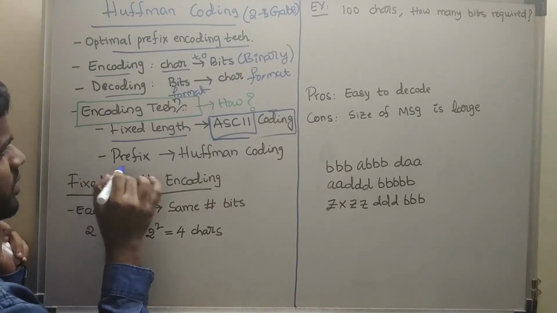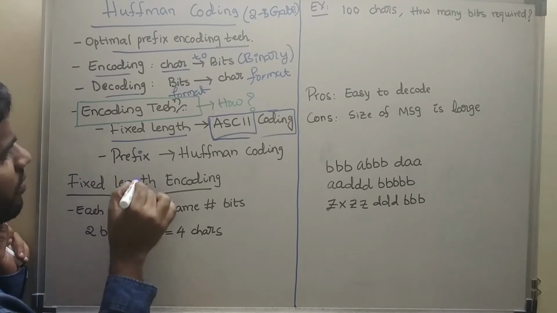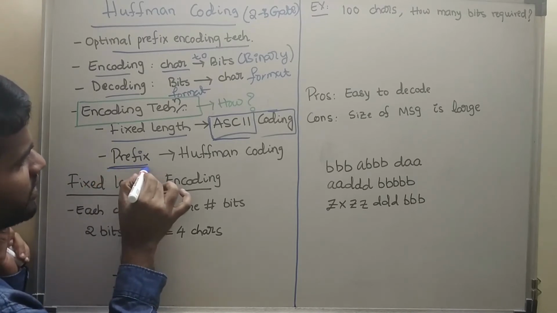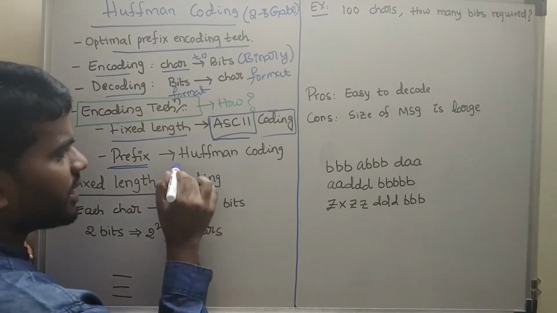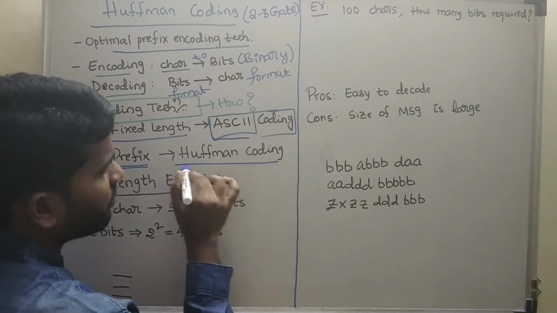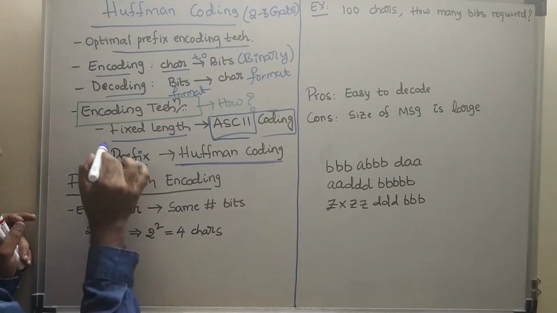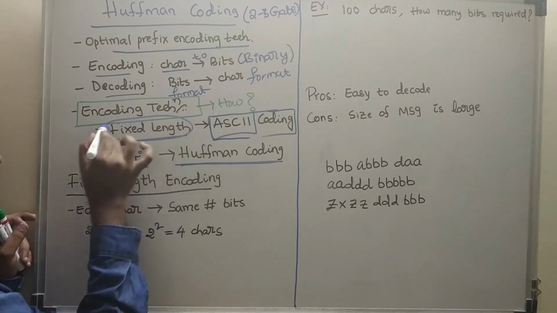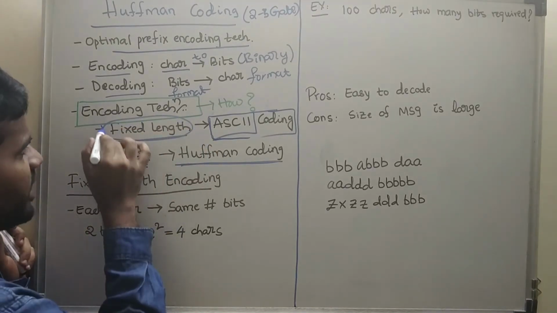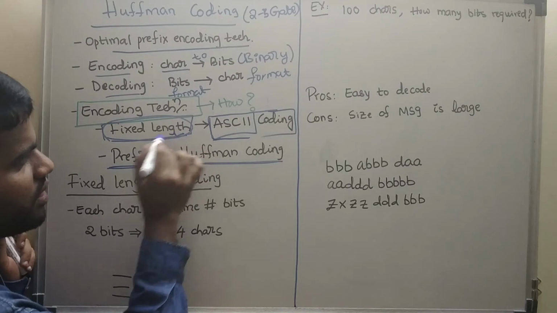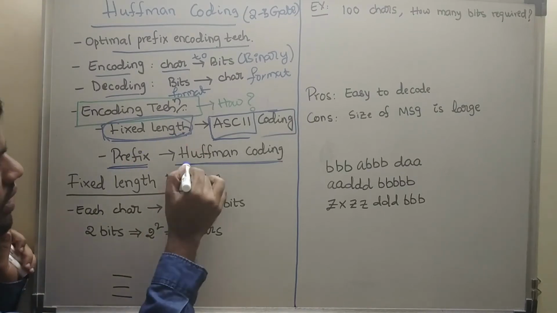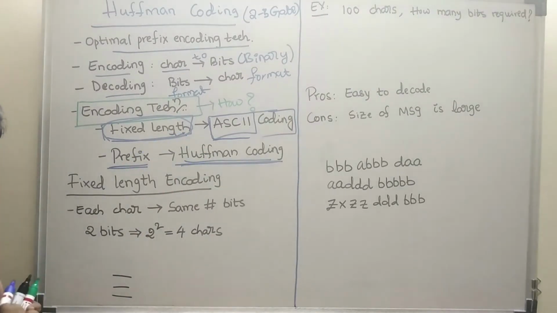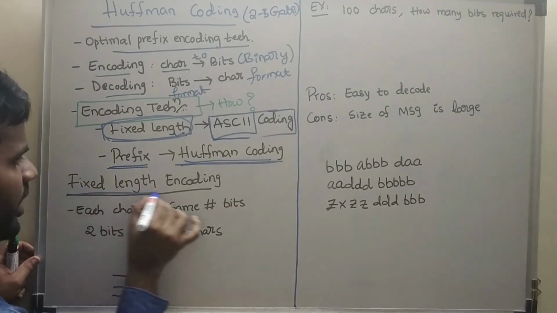Then prefix, this is what we have. This is the Huffman coding, the prefix encoding technique. Here we will discuss first fixed length encoding. It's not Huffman coding, it's fixed length encoding. Later we will discuss Huffman coding. Here there is an example of fixed length encoding.